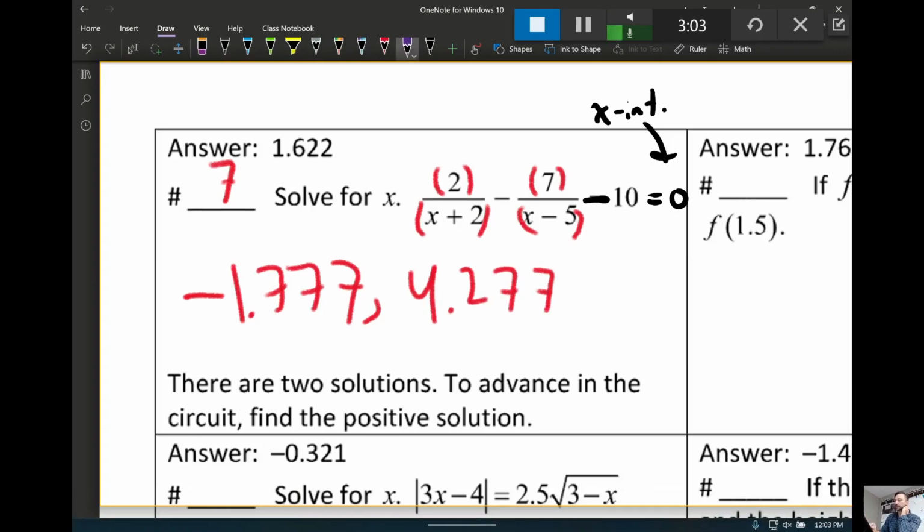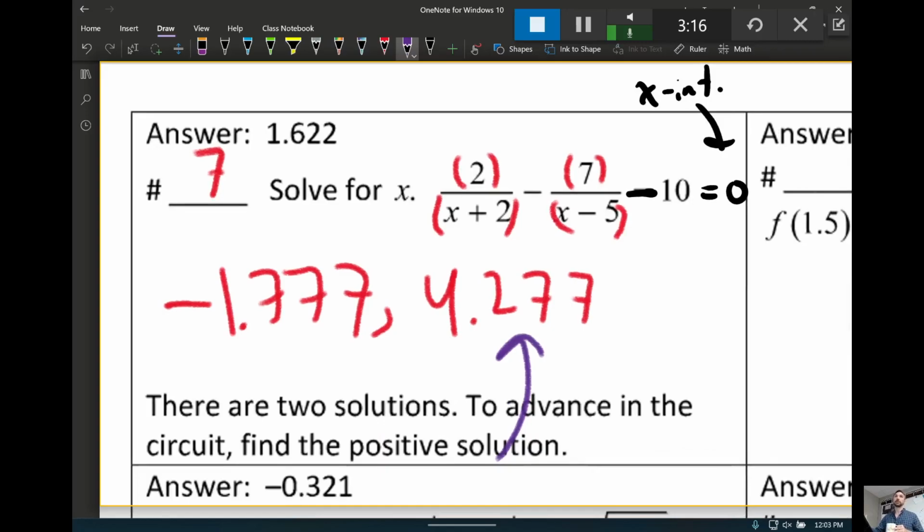And to advance in the circuit, find the one that's positive. You should go to the box that says 4.277. Okay, for those of you that were struggling with that one, is there anything else you need about that while it's still up here?